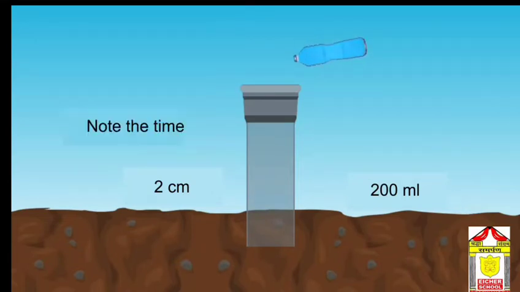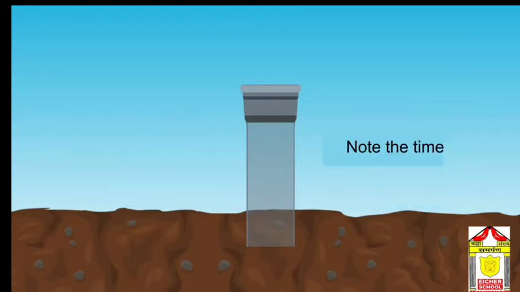Pour 200 ml of water in the pipe slowly. For measuring 200 ml of water, you can use an empty 200 milliliter bottle. Note the time when you start pouring water. When all the water has percolated, leaving the pipe empty, note the time again.